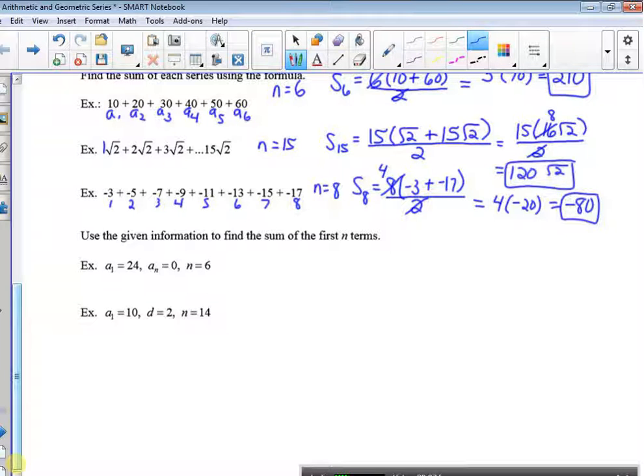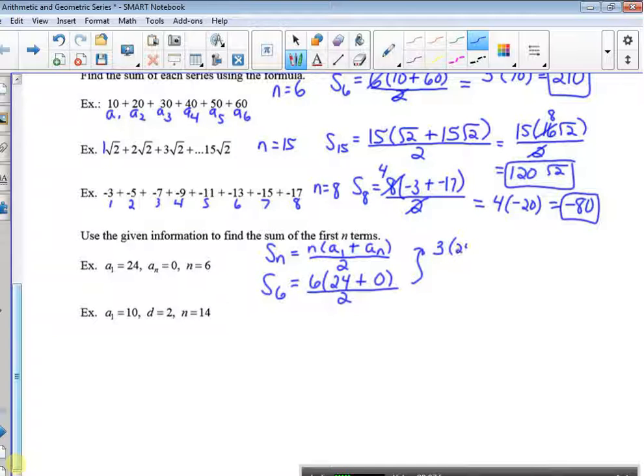Using the given information, find the sum of the first n terms. So we have S sub n equals n times a sub 1 plus a sub n divided by 2. So we are looking for 6 terms, the sum of 6 terms. So S sub 6 equals, n is 6, first term is 24, the last term is 0 divided by 2. So that is going to be 3 times 24 because these cancel to 3, and 3 times 24 is 72.